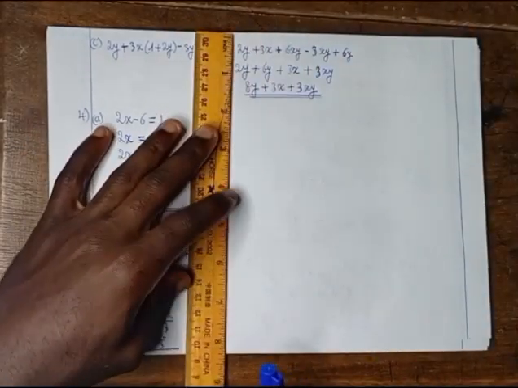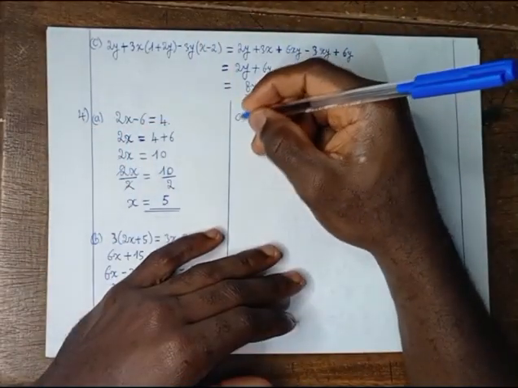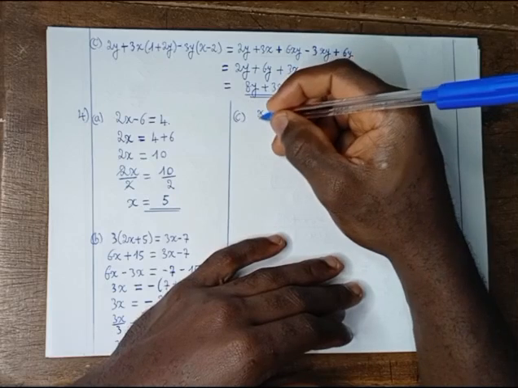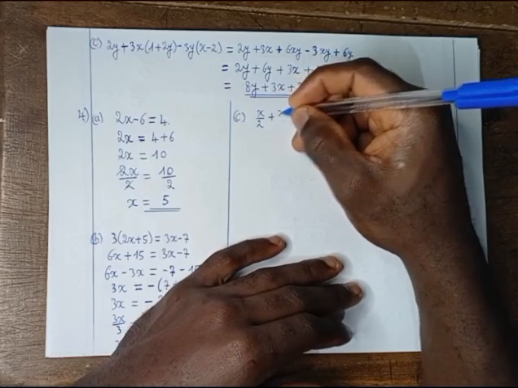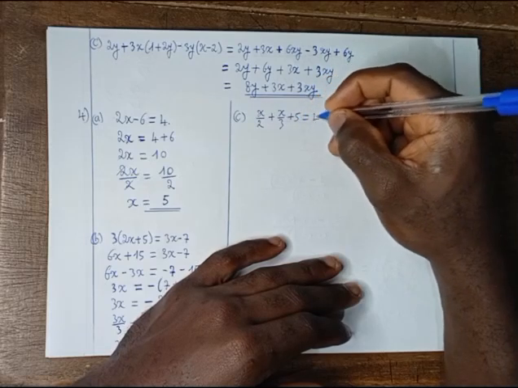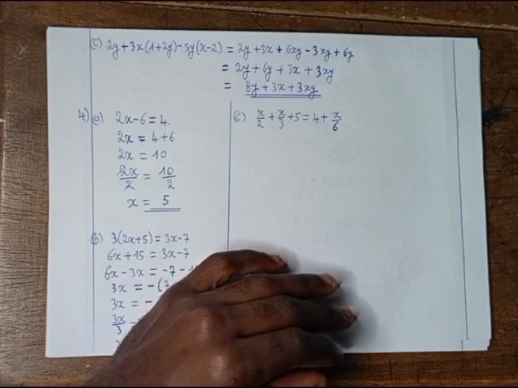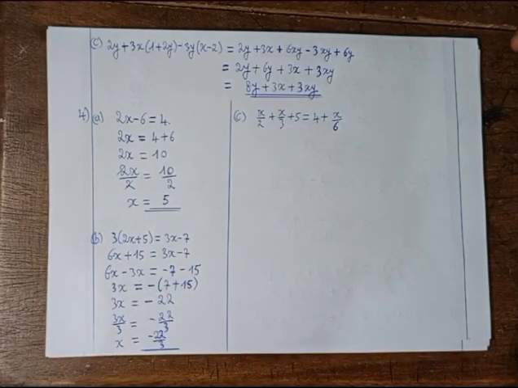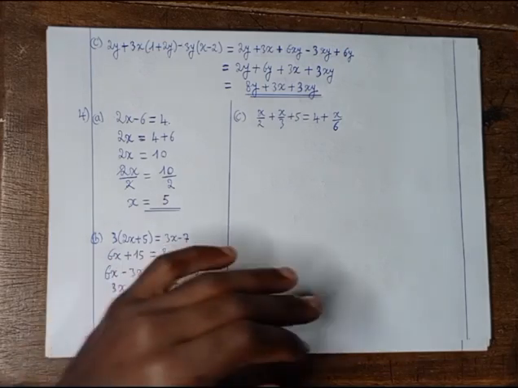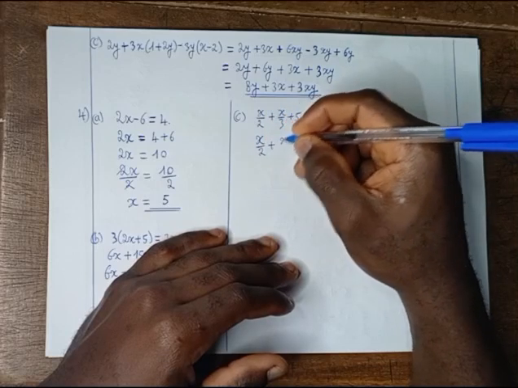Now let's go to question C. For question C, we have x over 2 plus x over 3 plus 5 is equal to 4 plus x over 6. For us to answer this question, the first thing we have to do is we are going to bring the like terms together. All the terms in x, we are going to bring them at the left hand side. This will give us x over 2 plus x over 3.